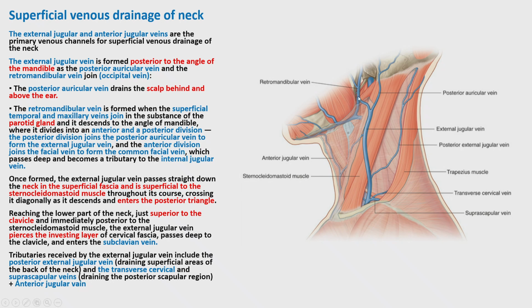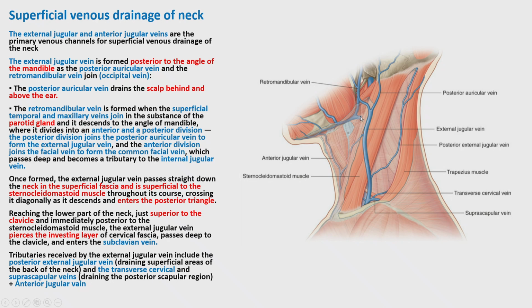External jugular vein, as I said, is formed by the union of the posterior division of the retromandibular vein. Retromandibular itself is formed by the union of the superficial temporal and maxillary. The posterior division is joining with the posterior auricular. In some literature, they write it also occipital vein. Also, they can reach to that.